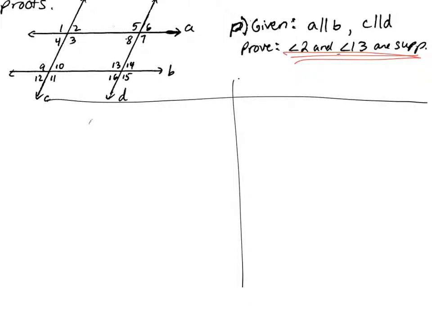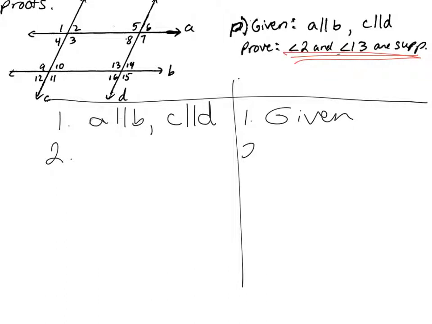So, of course, starting off with my given. And we know A is parallel to B and C is parallel to D. In the future, we might be given one set of parallel lines, not two sets. So just a heads up for that. But for right now, we know both sets of lines are parallel.